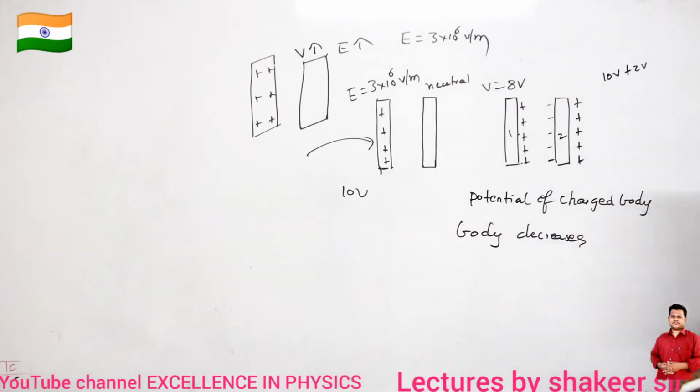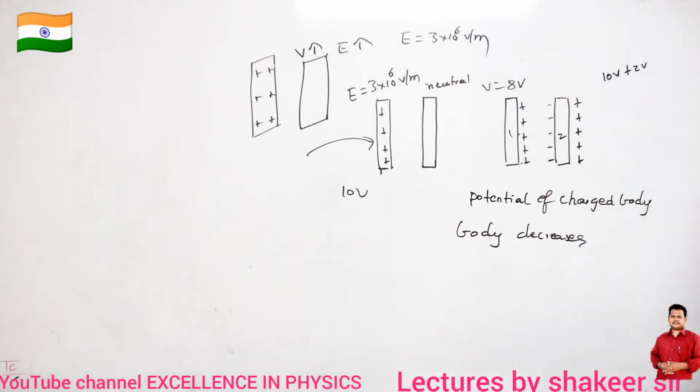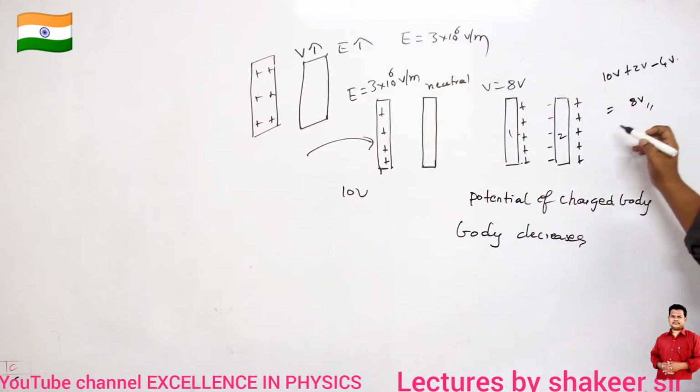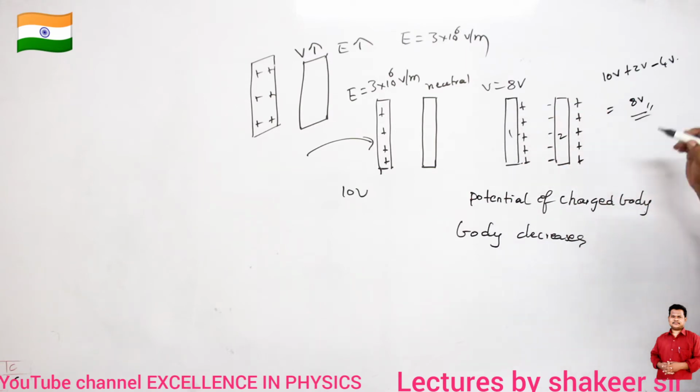So the decrease in potential, is it greater than 2 volts or less than 2 volts? Can you see? Clear? Now the decrease in potential is minus 4 volts. So totally how much is it? 12 minus 4 is 8 volts. So the potential of this conductor has become only 8 volts, no?